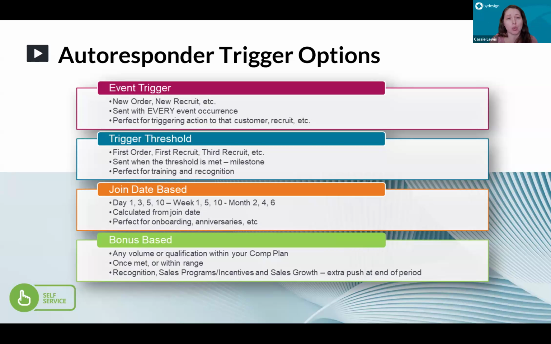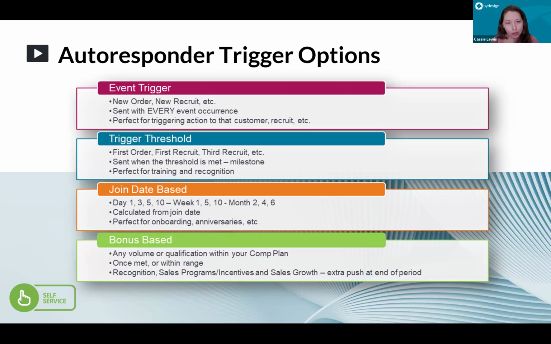This can also be a great one to use for anniversaries, right? So 1 year from their join date, 5 years from their join date, that's all possible using this type of autoresponder as well. And then finally, what may be the most powerful and my personal favorite is bonus based. The bonus based autoresponders allow you to leverage any of your comp plan agents.